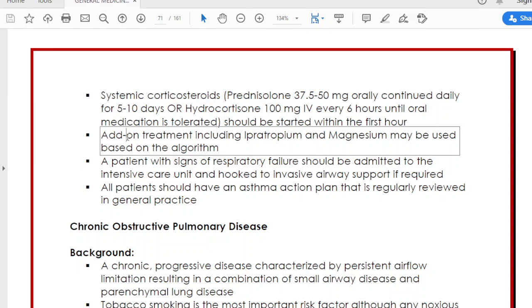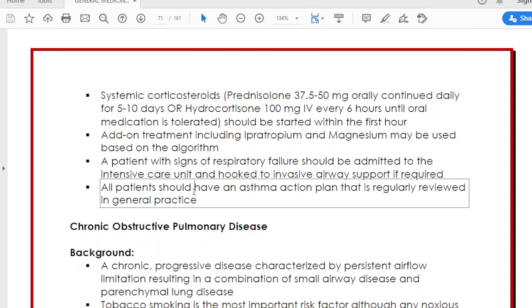Add-on treatment including ipratropium and magnesium may be used based on the algorithm. A patient with signs of respiratory failure should be admitted to the intensive care unit and put on invasive airway support if required. All patients should have an asthma action plan that is regularly reviewed in general practice.